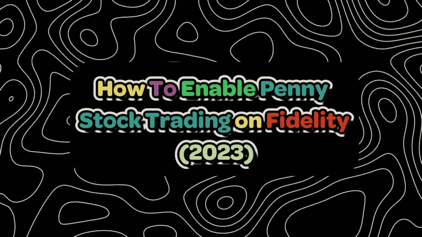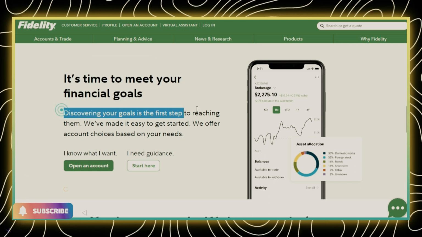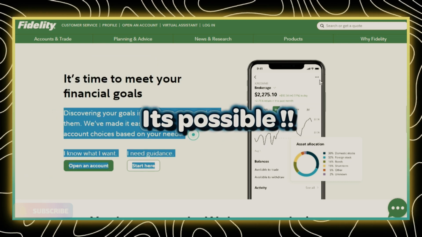How to enable penny stock trading on Fidelity. If you're interested in trading penny stocks on Fidelity, you'll be pleased to know that it's indeed possible.